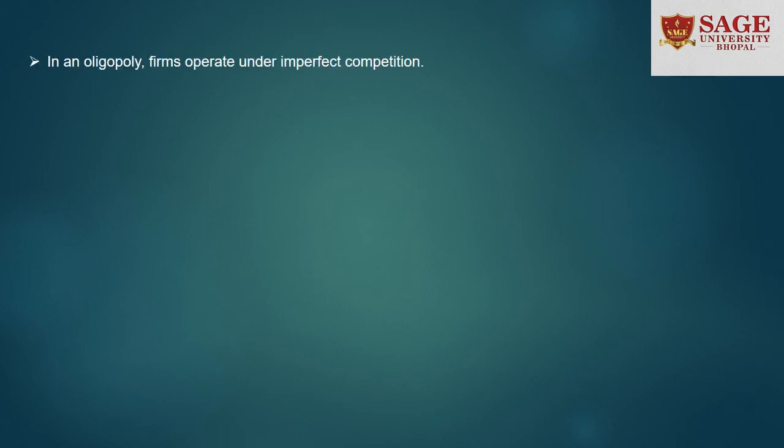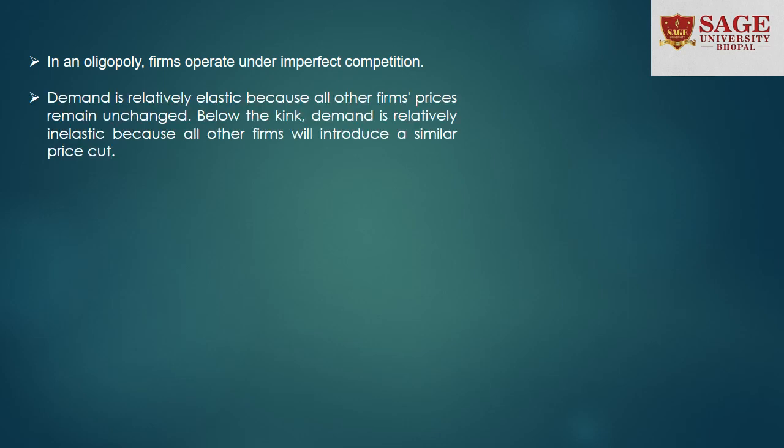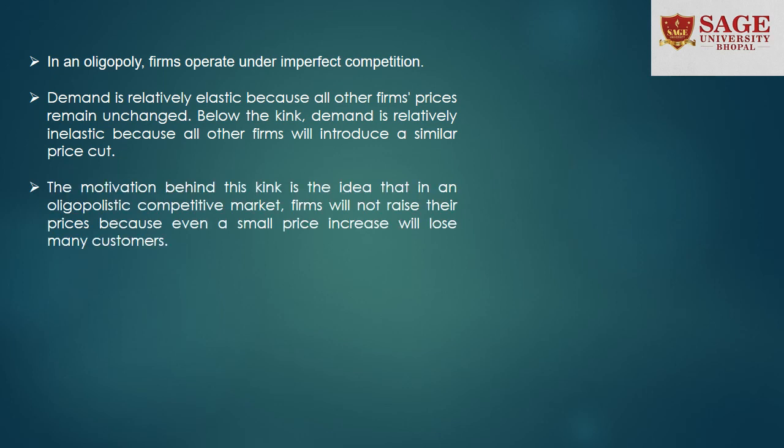In an oligopoly, firms operate under imperfect competition. Demand is relatively elastic above the kink because all other firms' prices remain unchanged. Below the kink, demand is relatively inelastic because all other firms will introduce a similar price cut. The motivation behind this kink is the idea that in an oligopolistic market, firms will not raise their prices because even a small price increase will lose many customers.